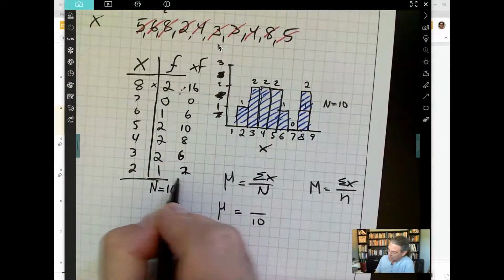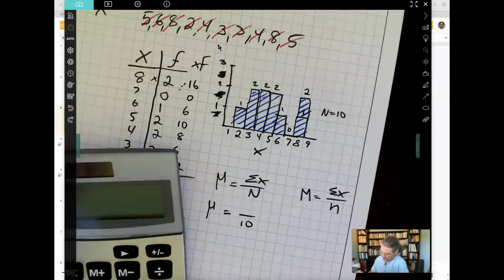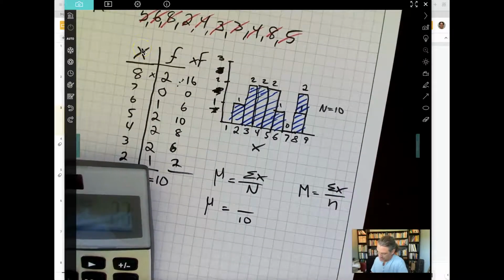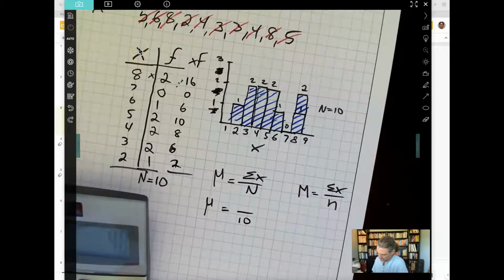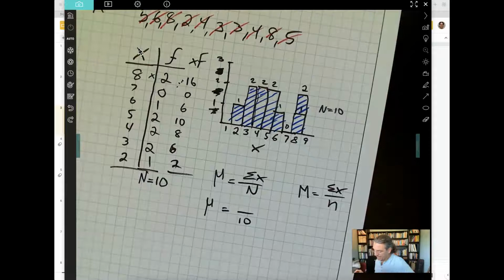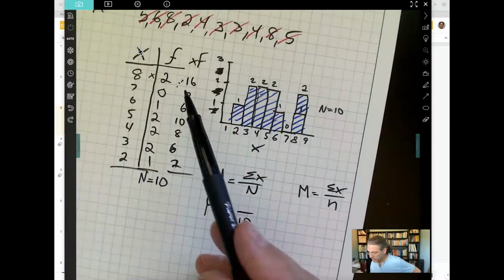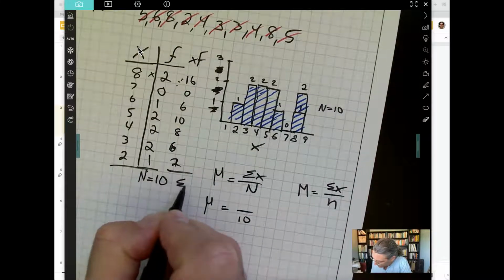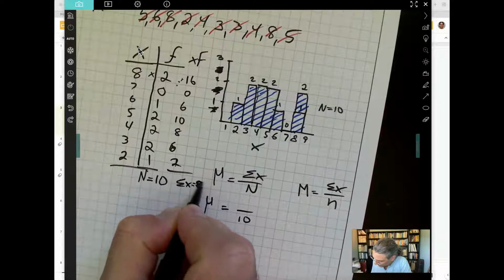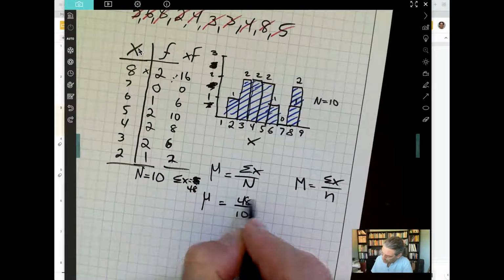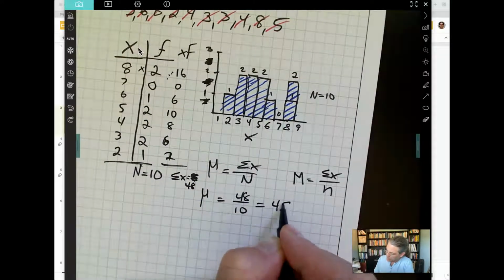Okay, so now I can add down that column. So if I do that, it's 16 plus 6 plus 10 plus 8 plus 6 plus 2, and I get 48. Okay, so I'm just going to double check my work here. So that's 20, 32, 40, 48. Yep. Okay, so my sum of x is 48. So my mean is going to be 48 over 10, or 4.8.